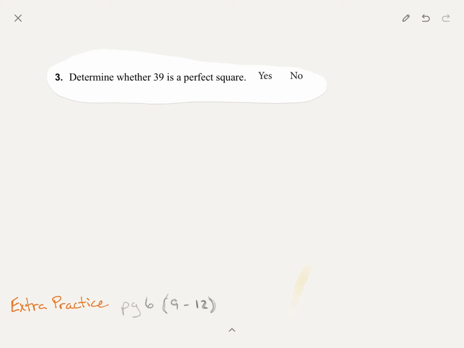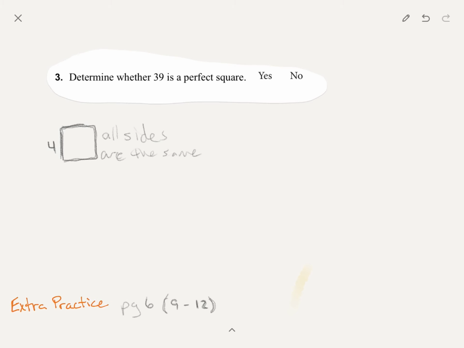Problem number 3, determine whether 39 is a perfect square, yes or no. Okay, so determining if something is a perfect square, you think about a square. One of the properties of a square is that all the sides are the same. So whatever we say it is on one side, that means all of them are. So if this was a square, 4 being one of the side lengths, all of it around would be 4.